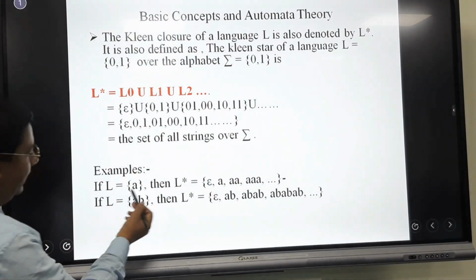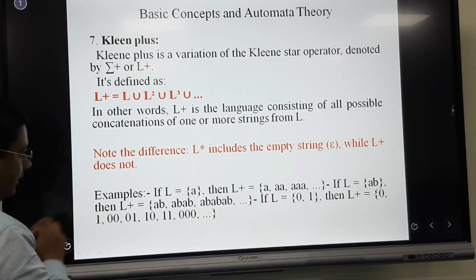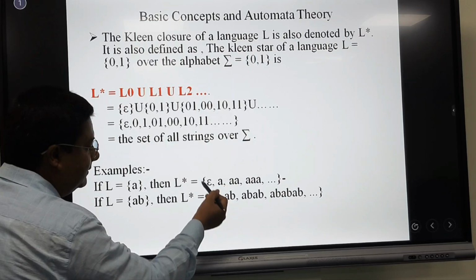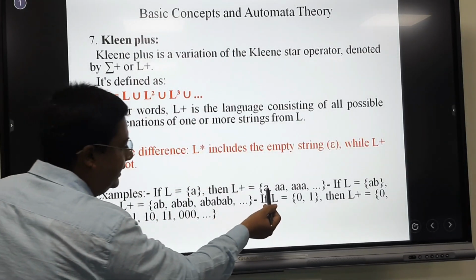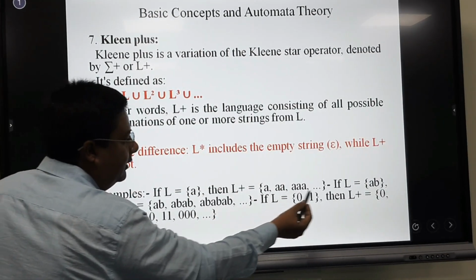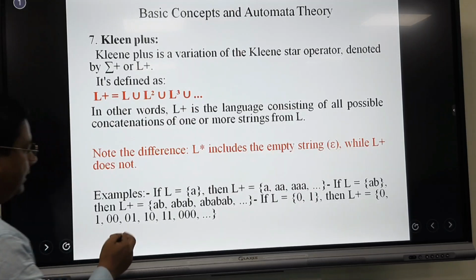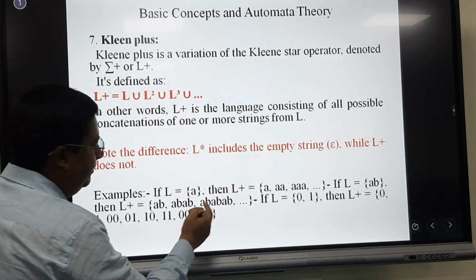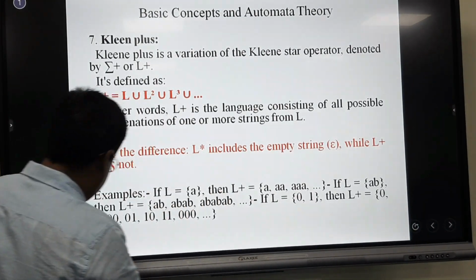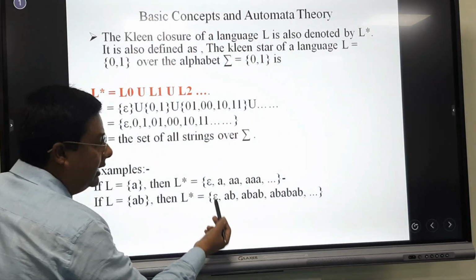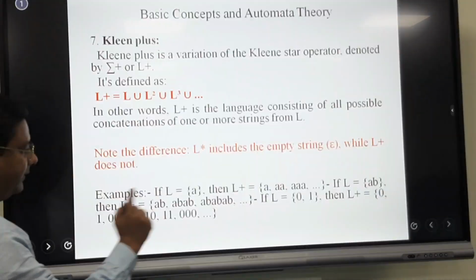Previously, when L is A, it started with sigma, epsilon. But here we start with A. If L is equal to AB, then we start with AB, ABAB, ABABAB, and so on, not with the epsilon. This is the main difference.